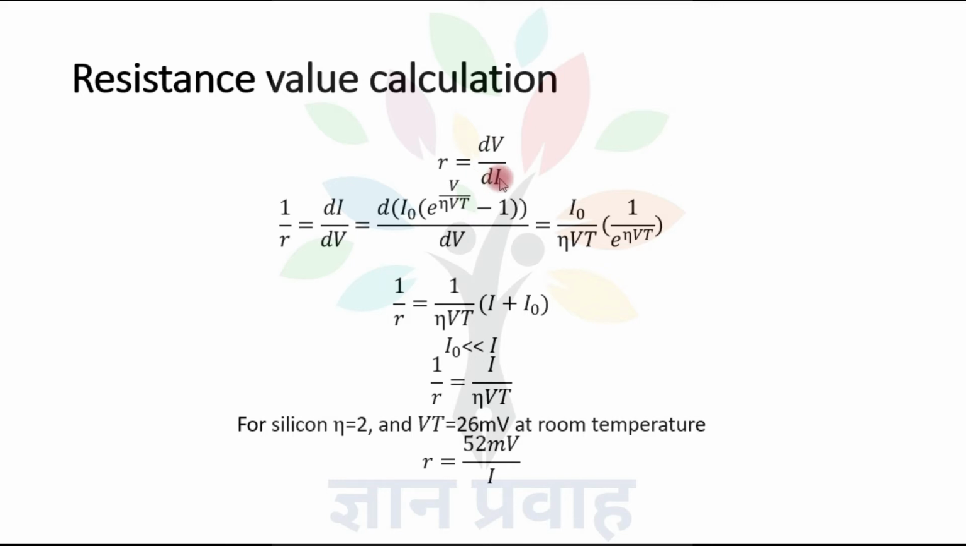And we have studied in last lectures the diode current is I naught e to power V by eta Vt minus 1. That is the diode current equation. So here I naught is the reverse saturation current, and this reverse saturation current is due to the minority charge carrier. V is here diode voltage, eta is a factor and it depends on material type.